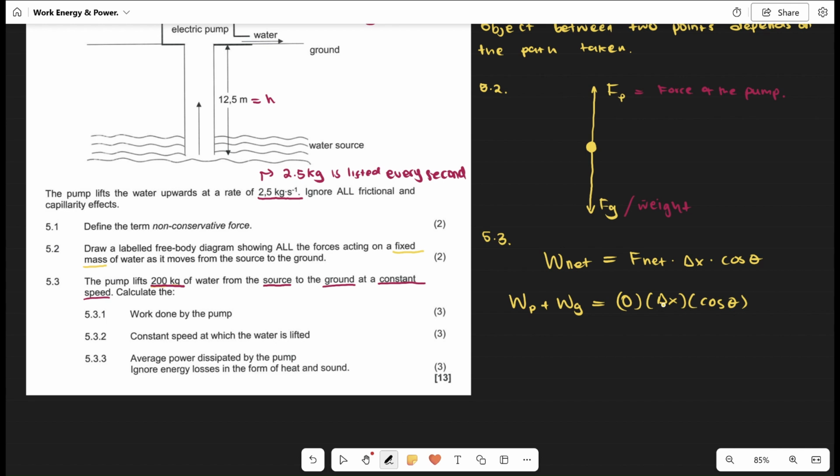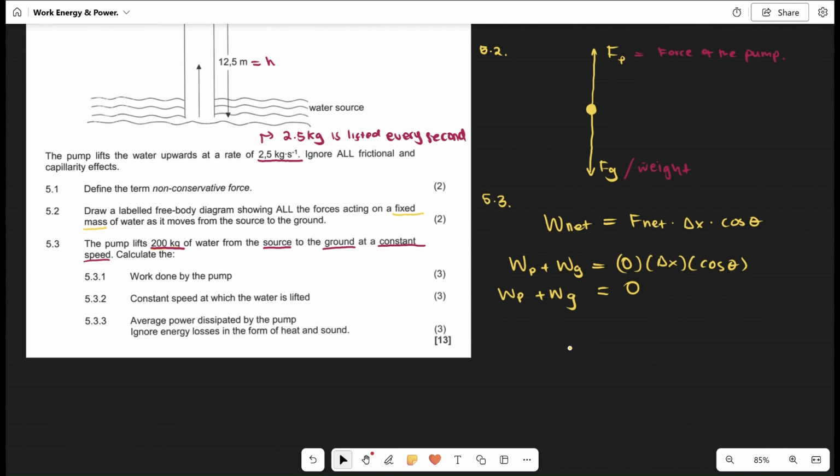Regardless of whatever we have here. But we know still our delta x is h, and we know that our cos theta will just be cos 0, right? But then regardless, this will still be 0. So we know that our work done by the pump plus the work done by gravity is equal to 0, right? So therefore, our work done by the pump is equal to negative the work done by gravity, right?